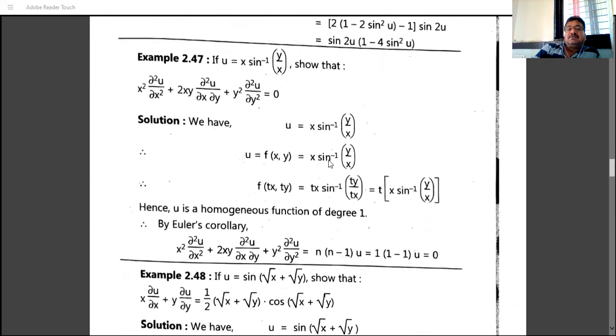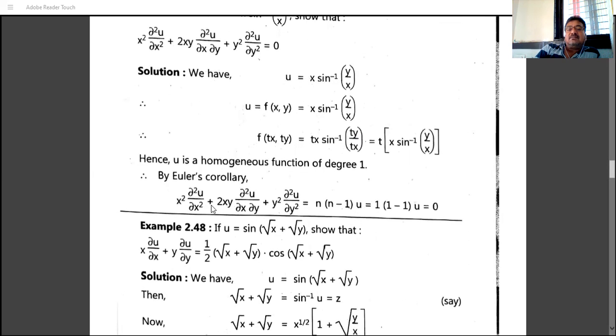So the same problem, second problem, next problem. u is x sin inverse y by x. Show that this. So u is equal to x sin inverse y by x. If you denote this function by f of x, y, then consider f of tx, ty. Substitute x and y as tx and ty. So tx sin inverse ty by tx, and then t gets cancelled. So we have t in bracket x sin inverse y by x, and x sin inverse y by x is f of xy. So f of tx, ty is t f of xy, and so this u or f is a homogeneous function of degree 1, because t is raised to 1.